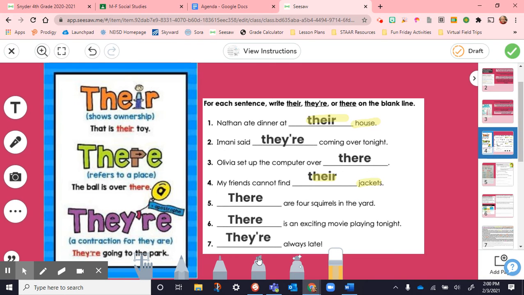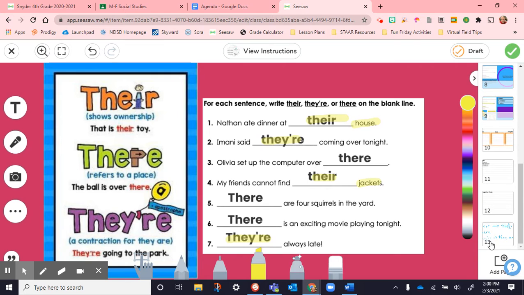So look at number 2. Amani said they're coming over tonight. Now I'm going to try it. Amani said they are coming over tonight. Okay, so they are, that fits. Right here. They're always late. Break it apart. They are always late. That makes sense. So we're good over there.